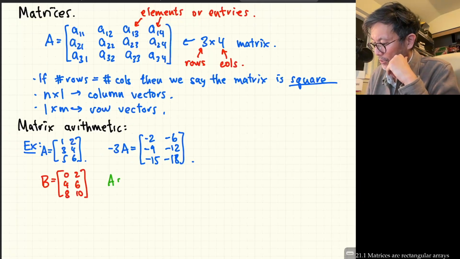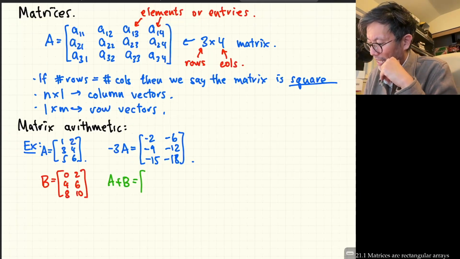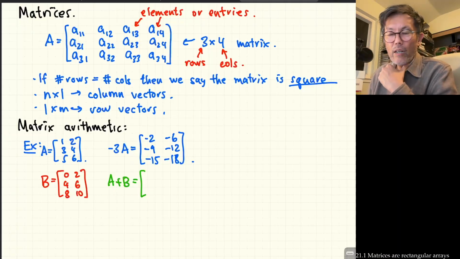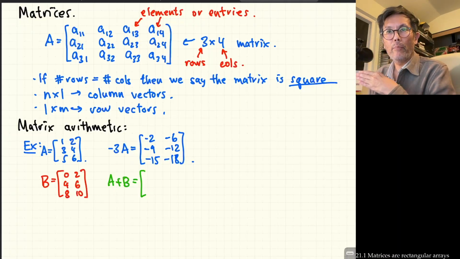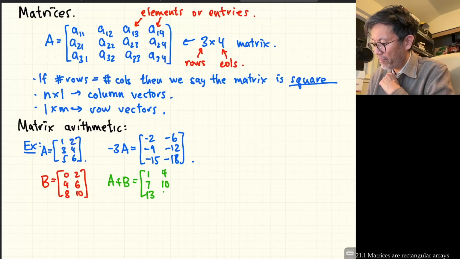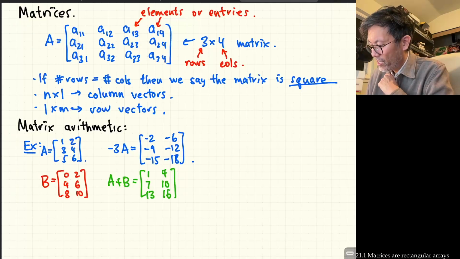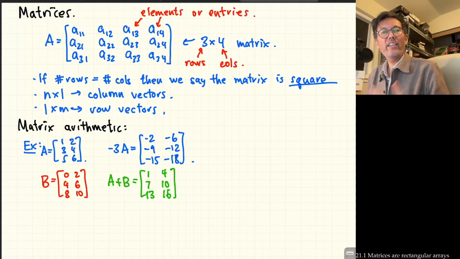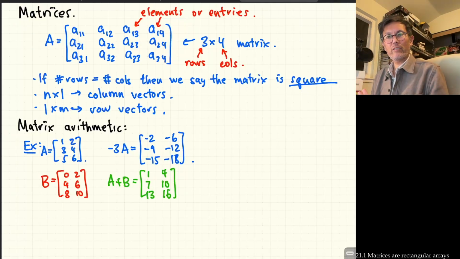And if I do A plus B, then I get exactly what you would expect, I think, just the entry by entry sum. So I have 1 plus 0, which is 1, 2 plus 2, which is 4, 3 plus 4, which is 7, 4 plus 6, which is 10, 5 plus 8, which is 13, and then 6 plus 10, which is 16. And what I end up with is another 3 by 2 matrix.